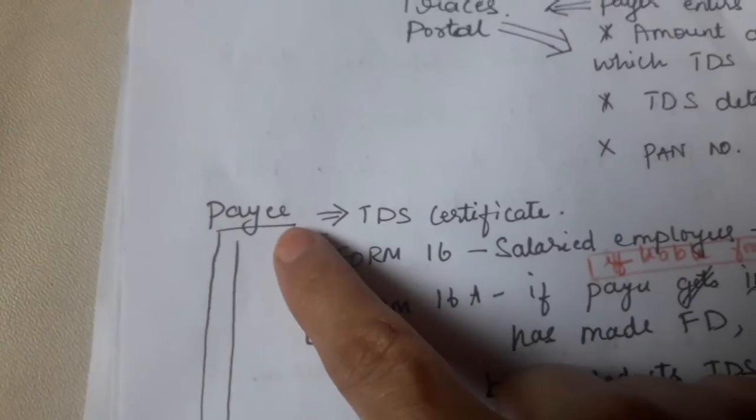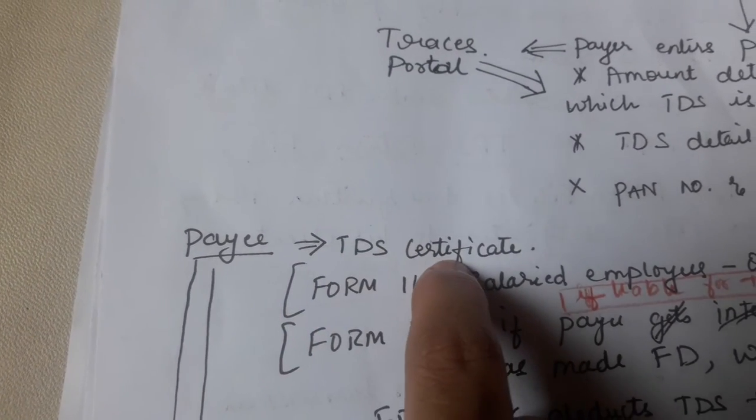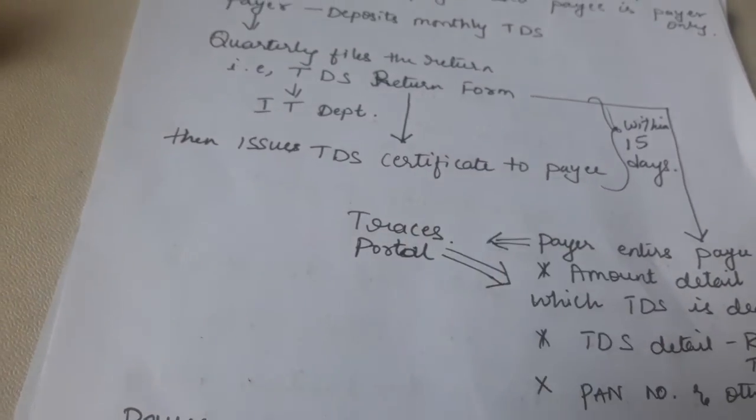Now the payee will receive the TDS certificate. The TDS certificate is received only after he files all the returns quarterly.